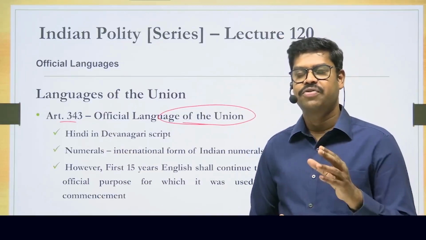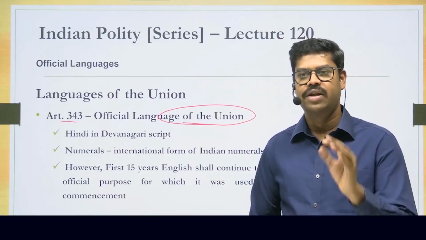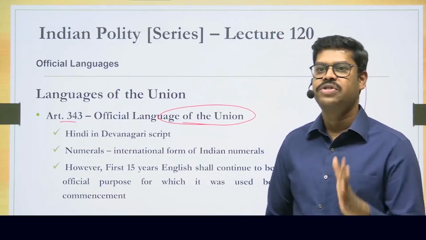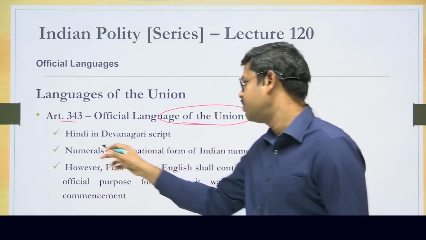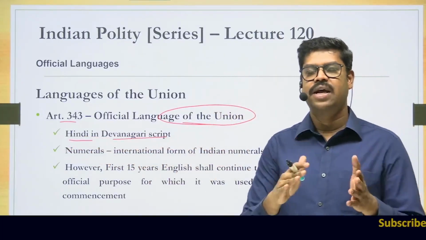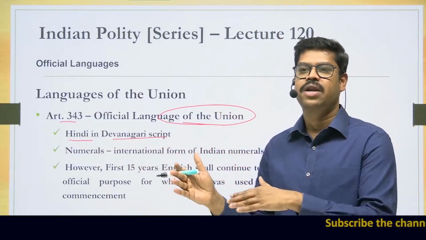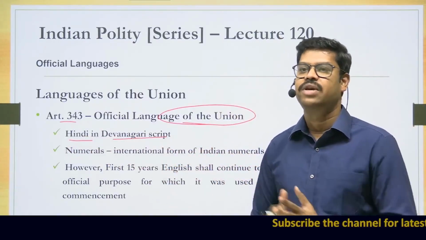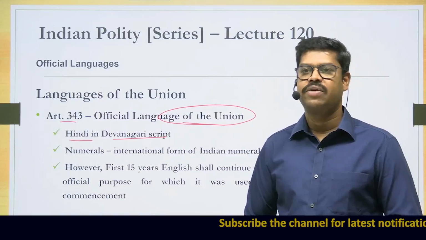Article 343 of the Constitution very categorically and very clearly says what shall be the official language of the Union. The official language of the Union shall be Hindi in Devanagari script. So Hindi is the language, and how to write that language will be on the basis of the Devanagari script. So this would be the official language of India.